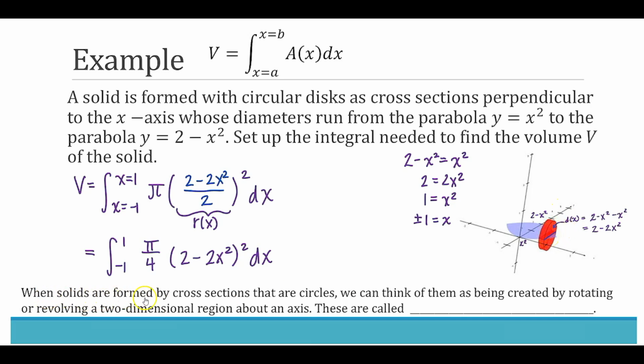Now, when solids are formed by cross-sections that are circles, we can think of them as being created by rotating or revolving a two-dimensional region about an axis. And these are called solids of revolution, which is what we're going to go ahead and study next.